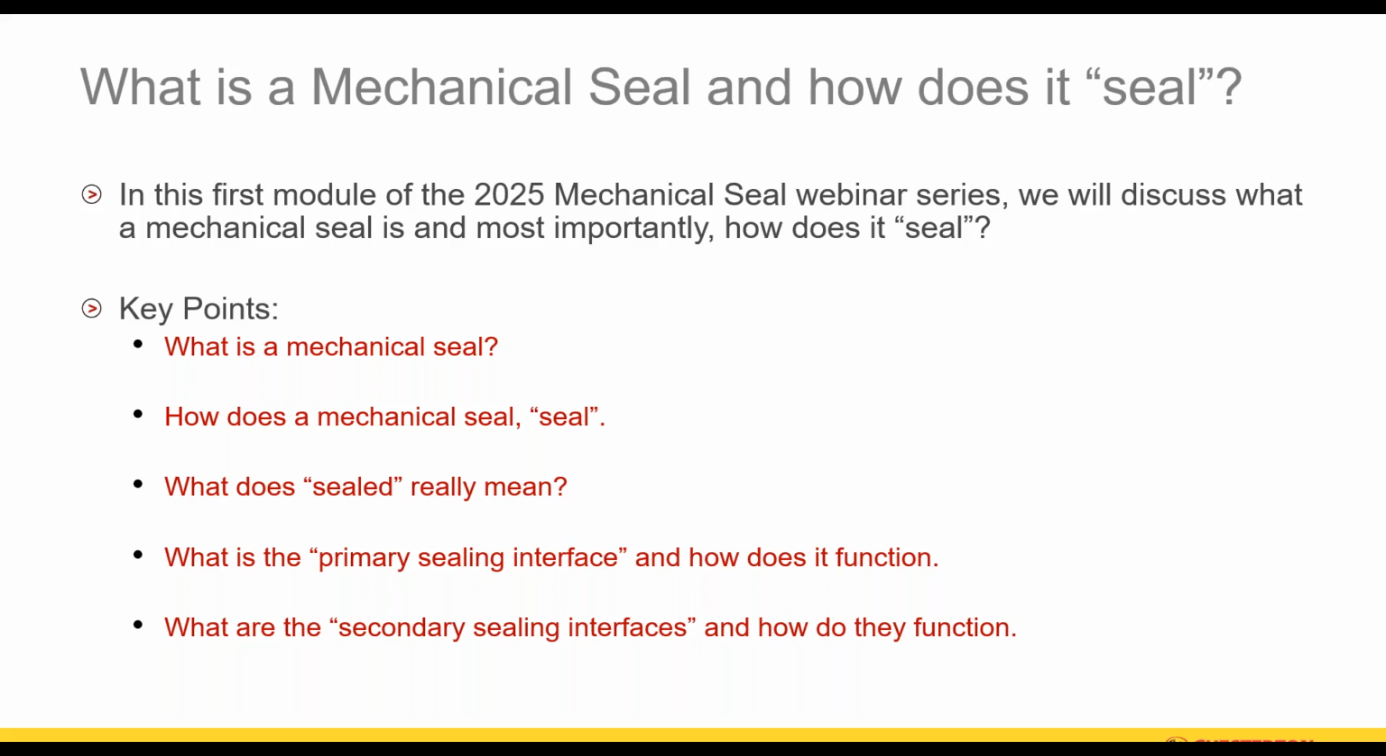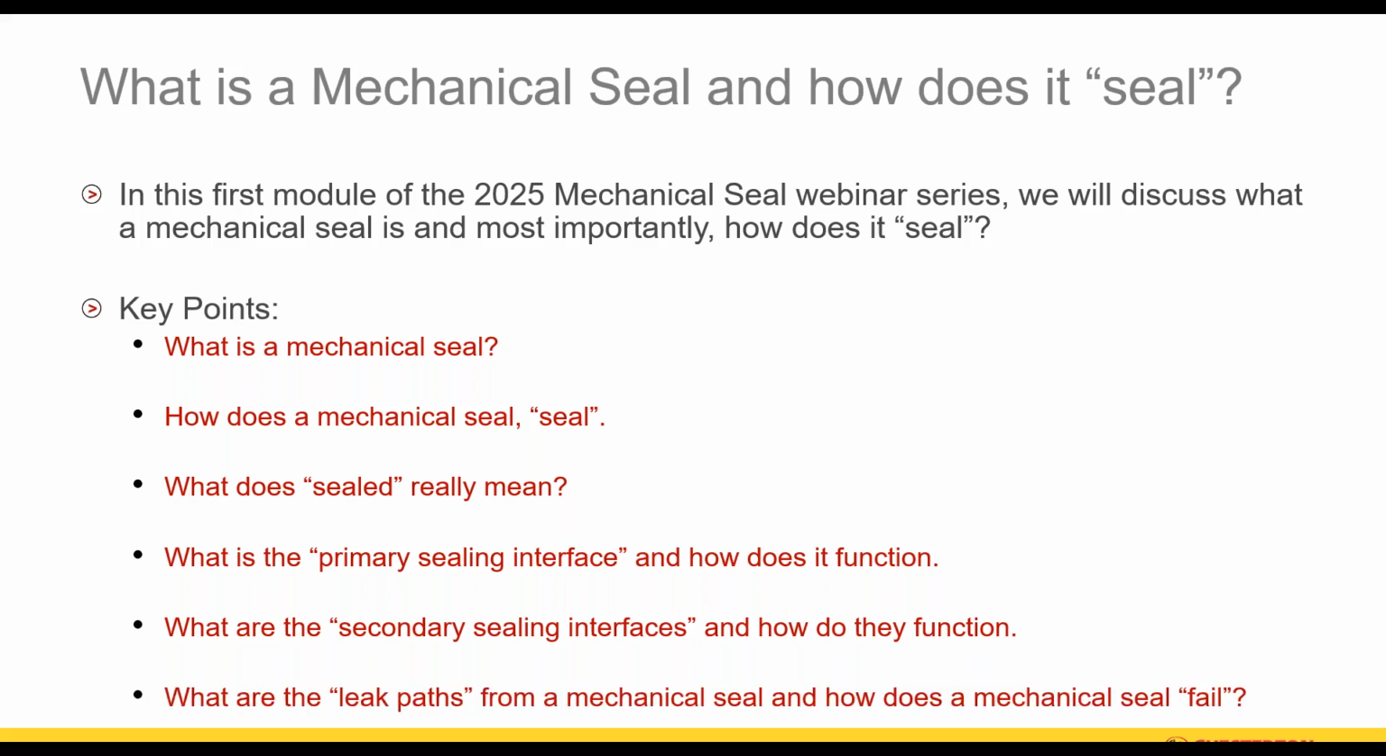As well as, what are the secondary sealing interfaces in a mechanical seal and how do they function? And then to bring that all together, what are the leak paths in a mechanical seal and how does a seal really fail? And this series is, as I said, very basic. So we're not going to make you design engineers. You may see an equation or two, I think there's only one, but it's really to give you a basic understanding and grasp. So look forward to any questions you may have, and let's get started.